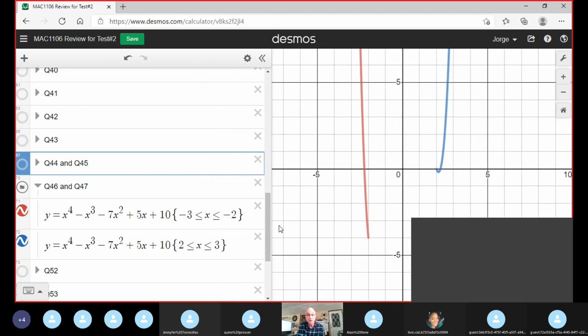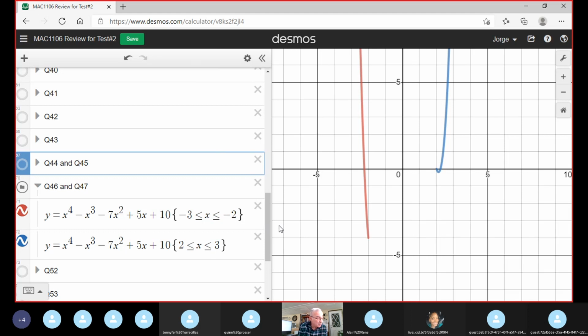Okay, so there we type the polynomial, which is x to the 4th power minus x to the 3rd power minus 7x to the 2nd power plus 5x plus 10, and there is a specification of the interval I want to investigate. The first one is from negative 3 to negative 2, and the second is from positive 2 to positive 3.